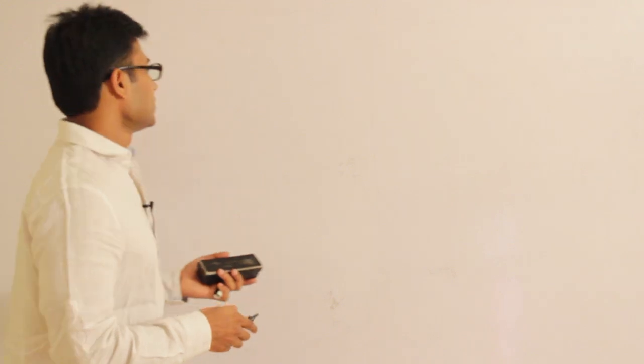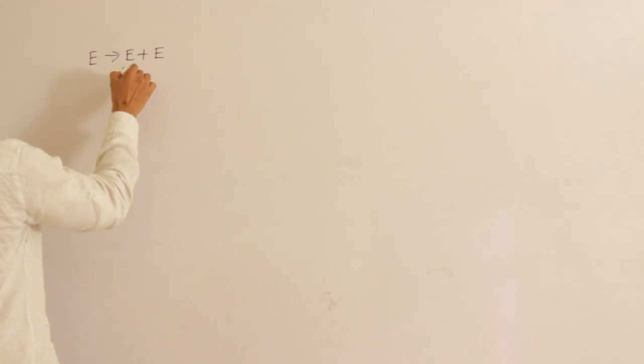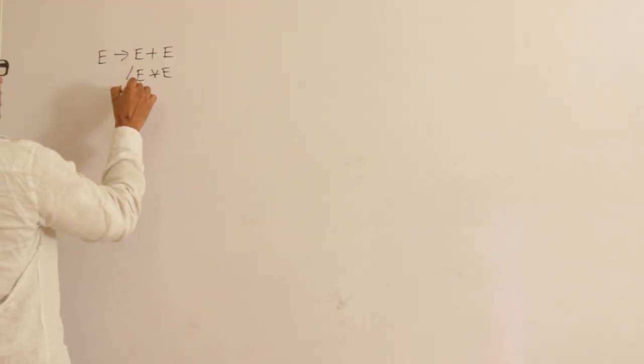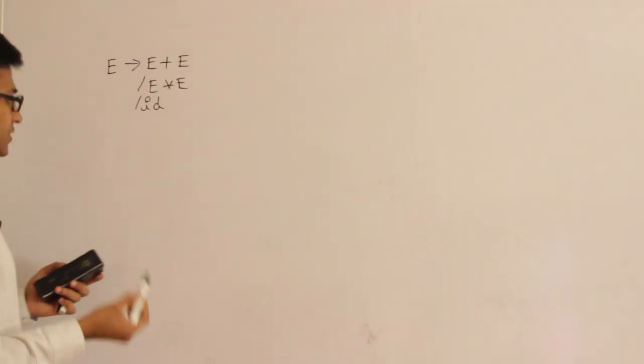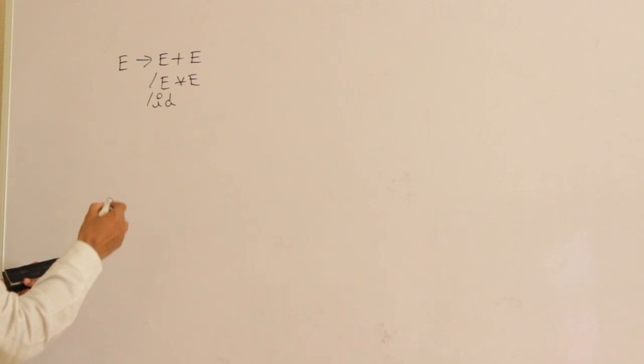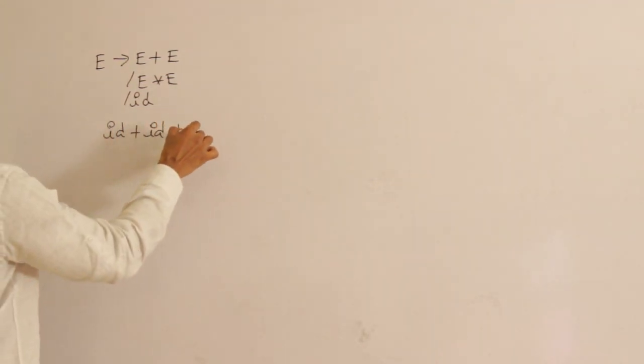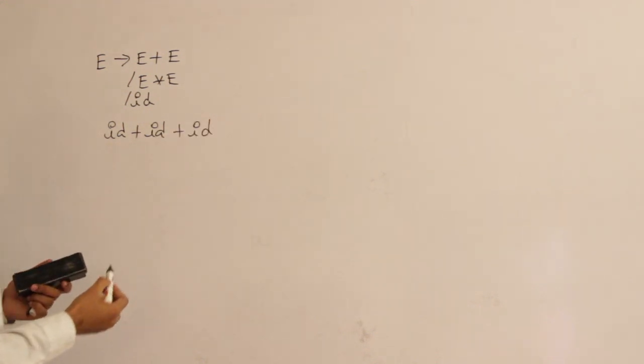For example, this grammar: E derives E plus E, we have seen this just now, right? E star E, id. This grammar, we have seen that it is ambiguous, right? And now if you see the reason for it being ambiguous, if I take a string id plus id plus id, for this string we will get two parse trees.